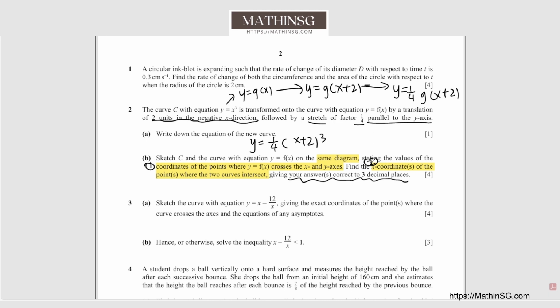Then next, use your GC to find the x-coordinate of the point where the two curves intersect. Just simply go to Calc on your calculator, look for intersection, and find the intersection between the two graphs. In that way, you'll be able to find the point of intersection. So use your GC. This word here is a very clear indication.